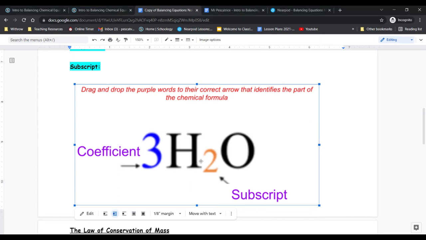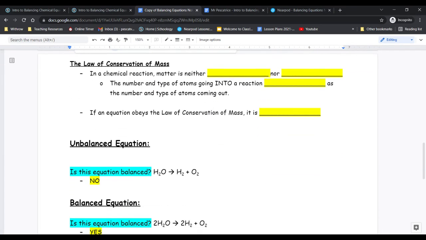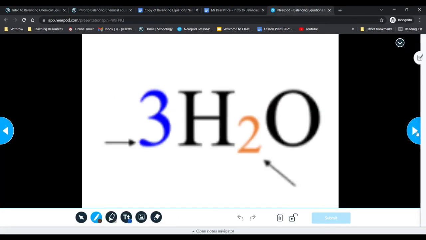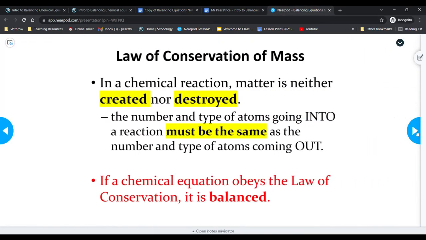All right. Next up, we have the law of conservation. So the law of conservation says that chemicals cannot be created or destroyed. And what that means is you can't just randomly snap your fingers and have something in your hand.